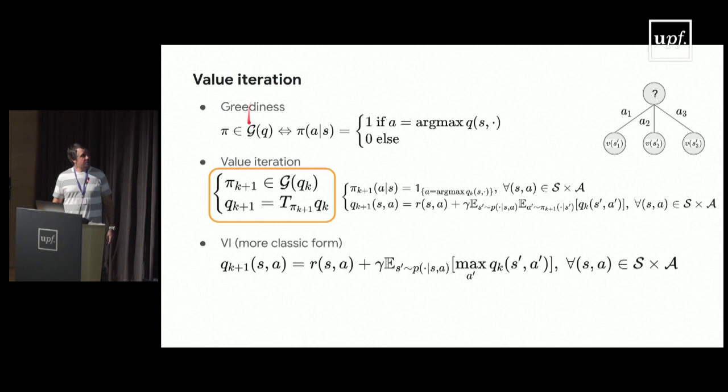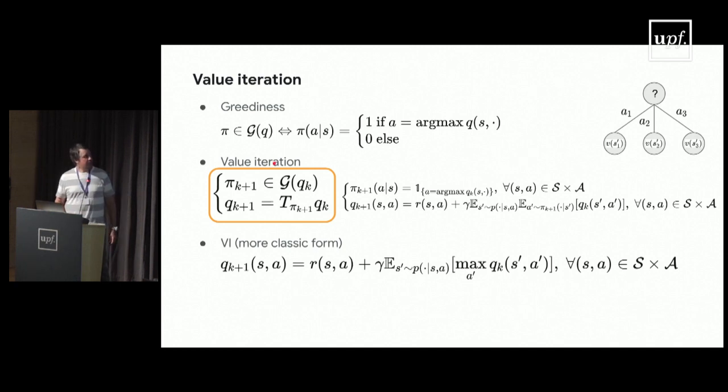So value iteration, you have the greedy policy. You can define the greedy policy as being the policy that maximizes the Q function statewise. So it gives you a deterministic policy. If you have actions having the same value, you just pick one at random.